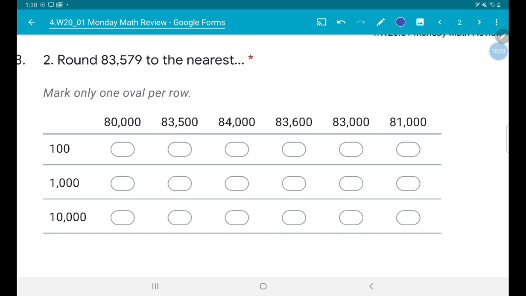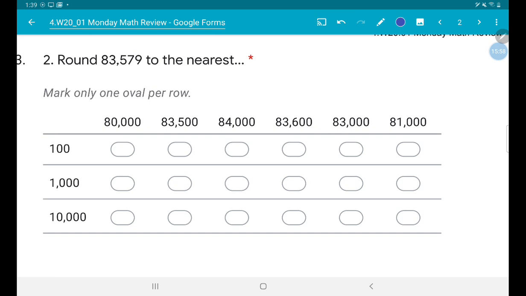All right. We're rounding the number 83,579 to the nearest hundred. If I'm rounding that number to the nearest hundred, what place value do I look at to see what I need to do? Where do I look? If I'm rounding to the nearest hundred, where do I look? The tens.